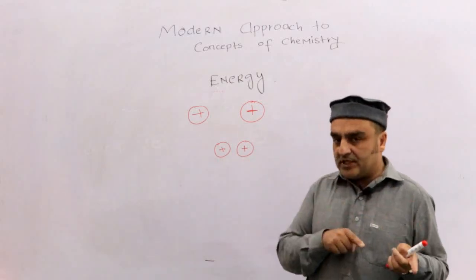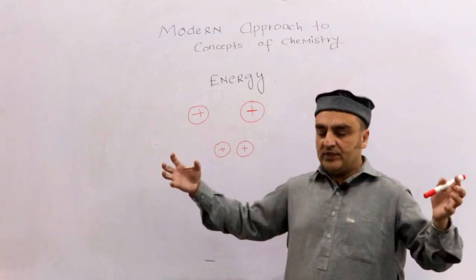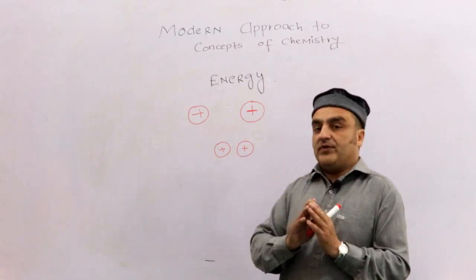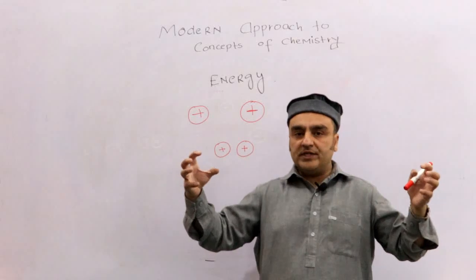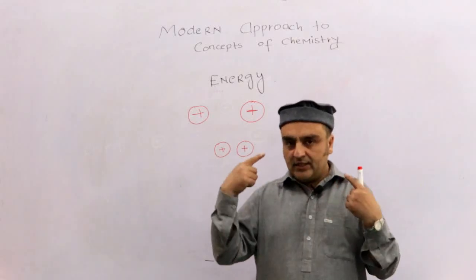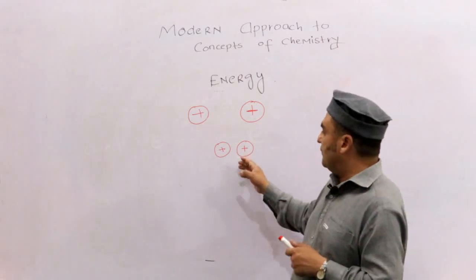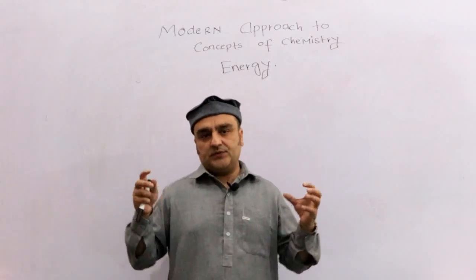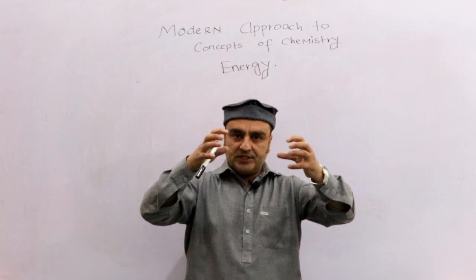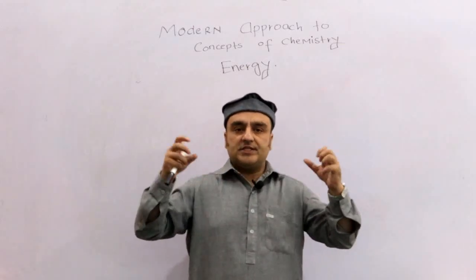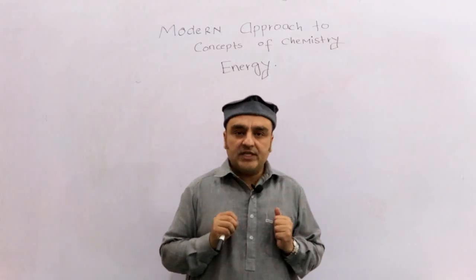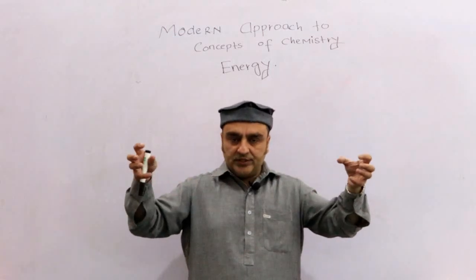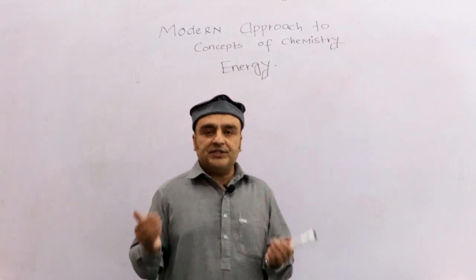Now, when you bring the same charges near to each other, because they repel each other, their potential energy increases. But when they are opposite charges and you bring them closer together, their energy decreases. So this is the concept of potential energy. As we just studied, when the same charges approach each other, their potential energy increases, and when opposite charges approach each other, their potential energy is lowered. When opposite charges move away from each other, their potential energy is increased.